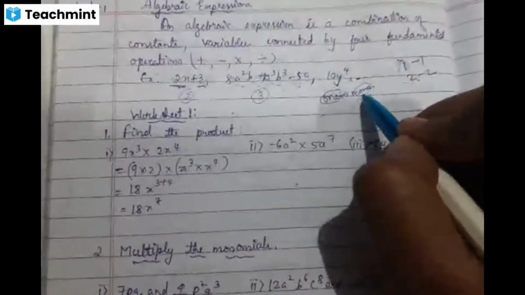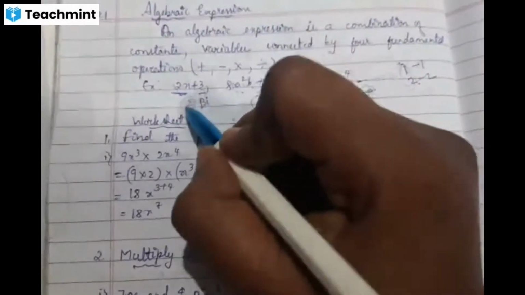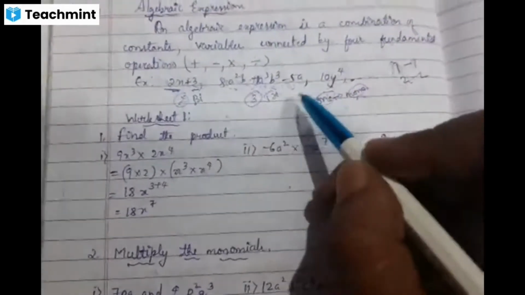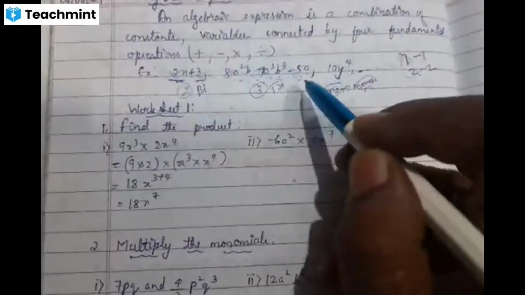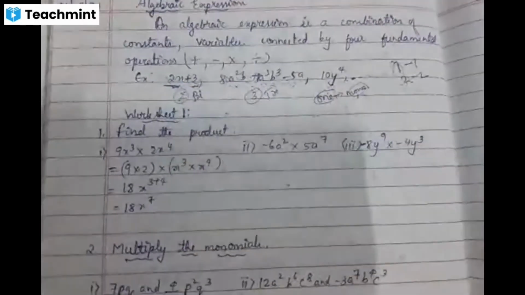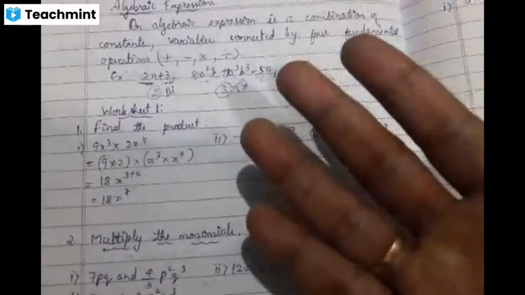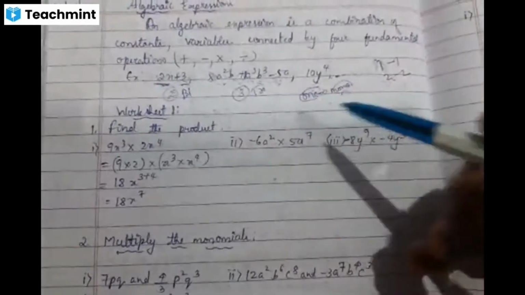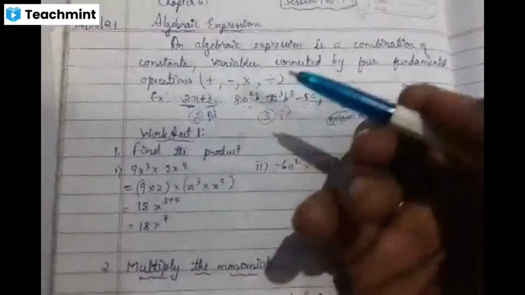Mono means single or one. Binomial, bi means two. Trinomial, tri means three. And if the algebraic expression has four terms, it is said to be a quadrinomial. If it has more than 4 terms, then we call it a polynomial. All that we are going to study in the higher classes, children.